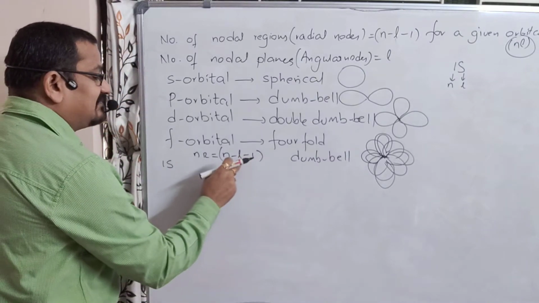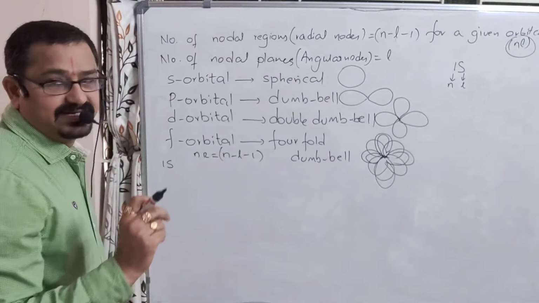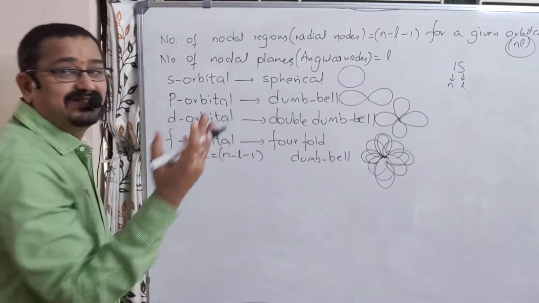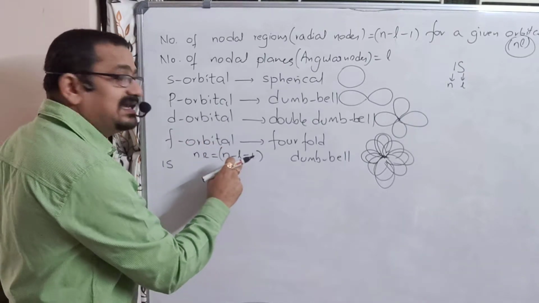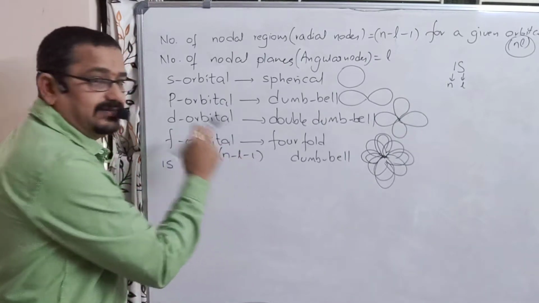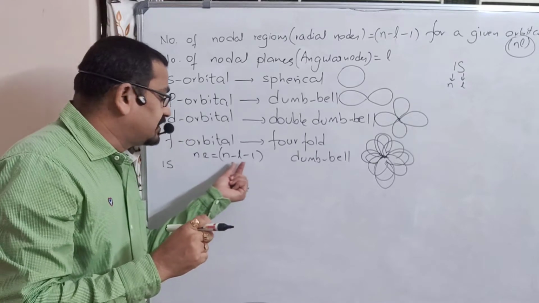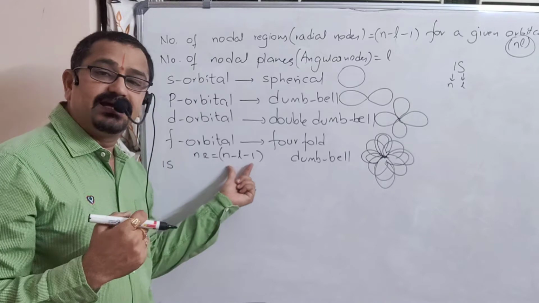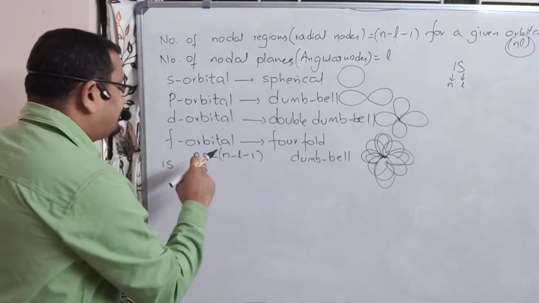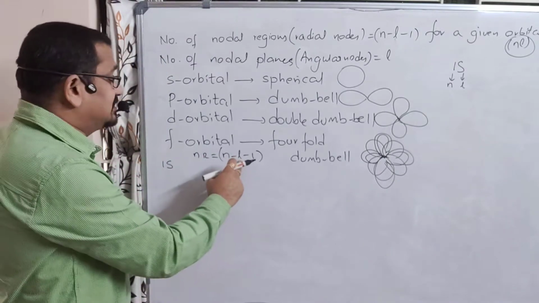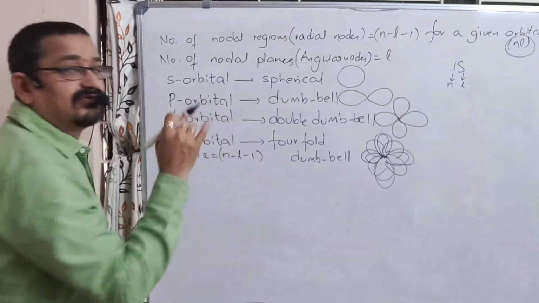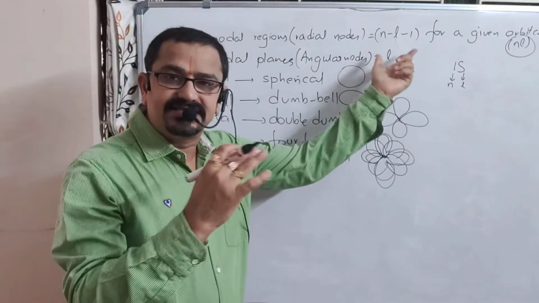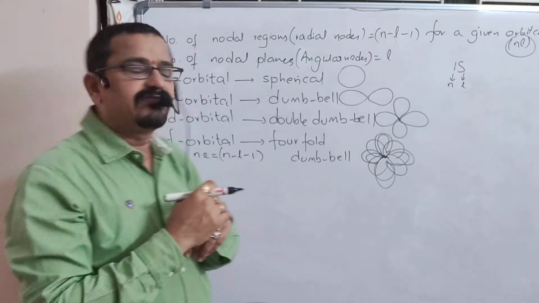For an s orbital, the l value is 0, so the formula will be n minus 1. For a p orbital, l value is 1, so n minus 2 will be the formula. For a d orbital, l is 2 (0, 1, 2), so the number of nodal regions can be calculated as n minus 3. And for an f orbital, l value is 3, so nodal regions is n minus 4. In that way we can study this. Actually, n minus l minus 1 is the correct formula to find the number of nodal regions.